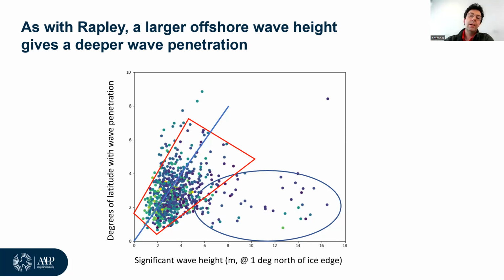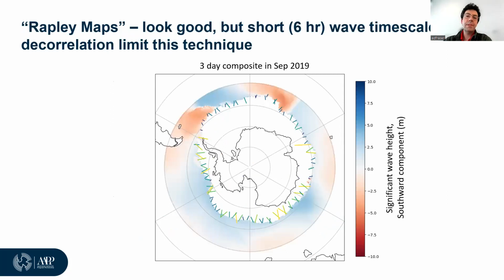I tried to make these Rapley style maps, so maps of sea ice wave penetration around Antarctica, and it seemed to work fairly well with these, and I'll explain why in a minute. But here what I've done is just taken the direction of the wave or swell. So when we have a blue color, we have a southward component of the wave. The areas with a southward component tend to have larger widths, as depicted by these tracks here.